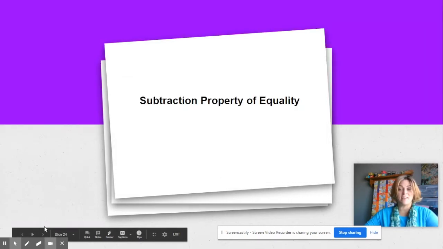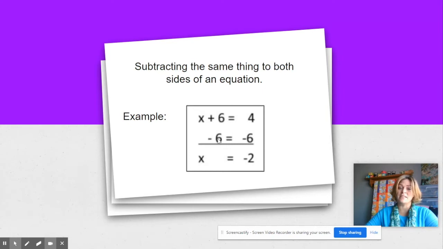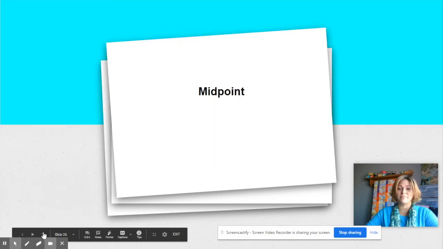Subtraction property of equality. These properties of equality you're going to use all year long, so learn them. Subtracting the same thing from both sides of an equation. So it's x plus 6. To undo that, you have to subtract 6 on both sides. And when you subtract the same number or same term from both sides of an equation, that is called the subtraction property of equality.